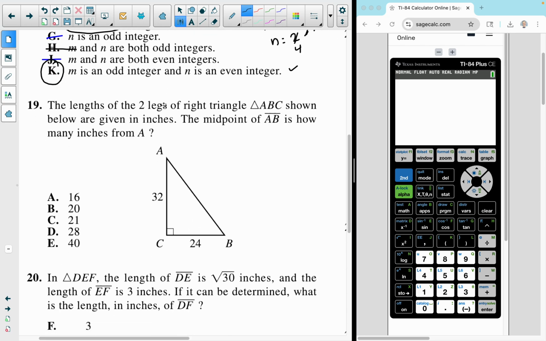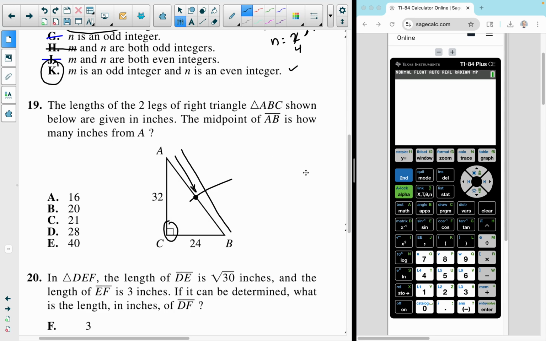19. It's asking, the midpoint of AB is how many inches from A? So the midpoint of segment AB is how many inches from A. So our midpoint here is how far. So really we need to know how long the entire length is from A to B, and then we can cut it in half. So this is a right triangle.